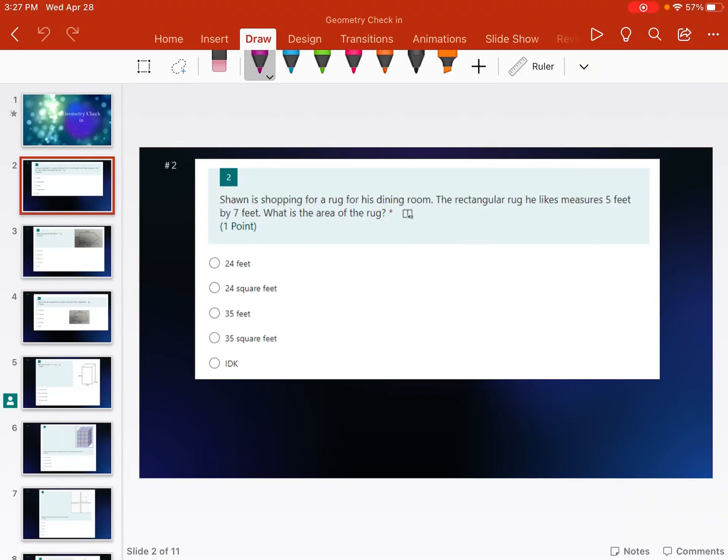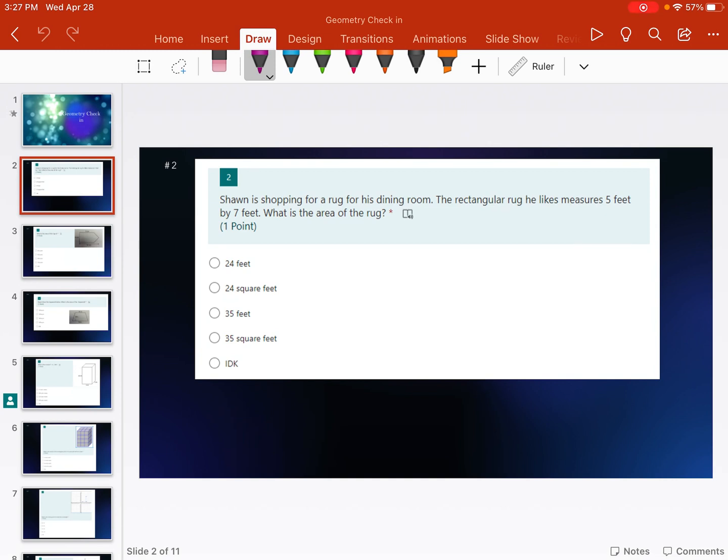All right, guys, in this video, we're going to go through numbers 2, 3, and 4 from the geometry check-in. So number 2 says, Sean is shopping for a rug for his dining room. The rectangular rug he likes measures 5 feet by 7 feet. What is the area of the rug?